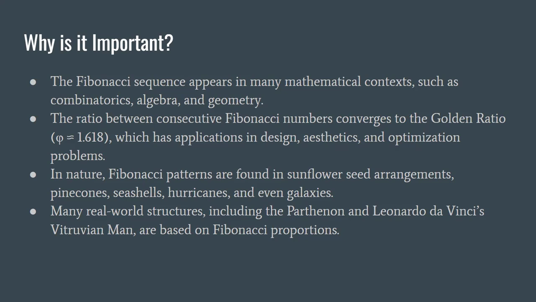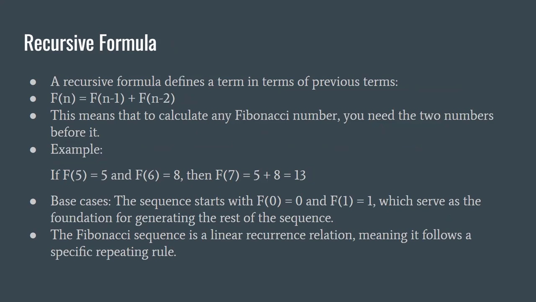In nature, patterns of this Fibonacci sequence can be found in sunflower seed arrangements, pine cones, the shape of seashells, hurricanes, and even galaxies. And many real world structures, including the Parthenon and Leonardo da Vinci's Vitruvian Man, are based on Fibonacci proportions.